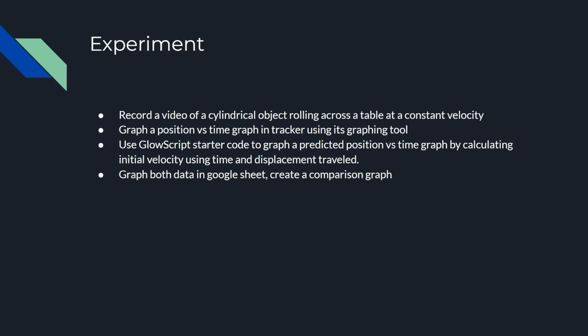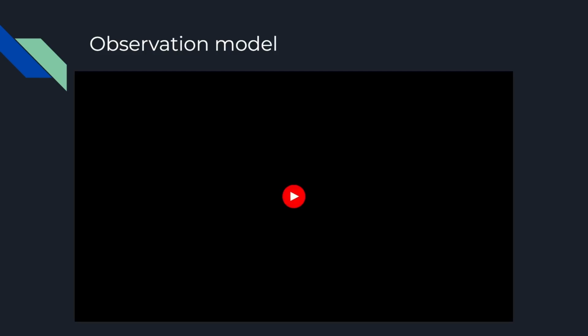Experiment. I first started recording the video, and then I graphed the position versus time graph in Tracker using this graphing tool. I graphed the data points, and I used GlowScript starter code to graph a predicted position versus time graph by calculating initial velocity using time and displacement traveled. Then I graphed both data sets in Google Sheets and compared the two. Here's a video of my observation model.